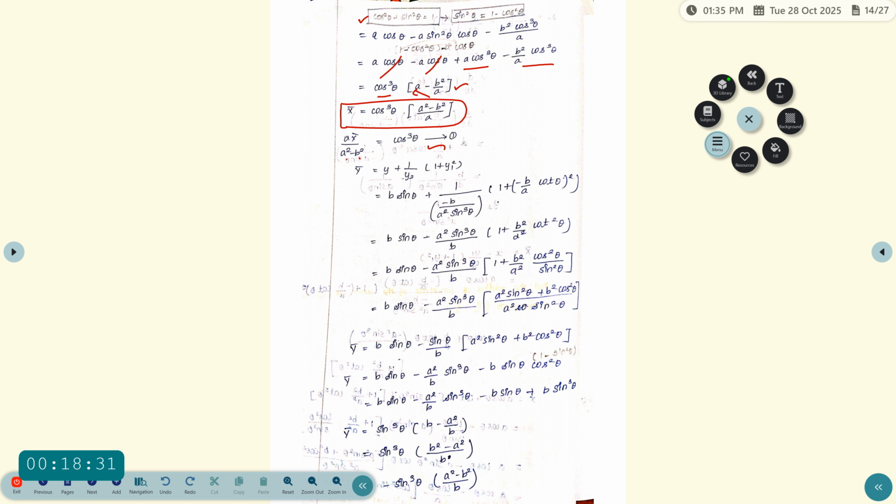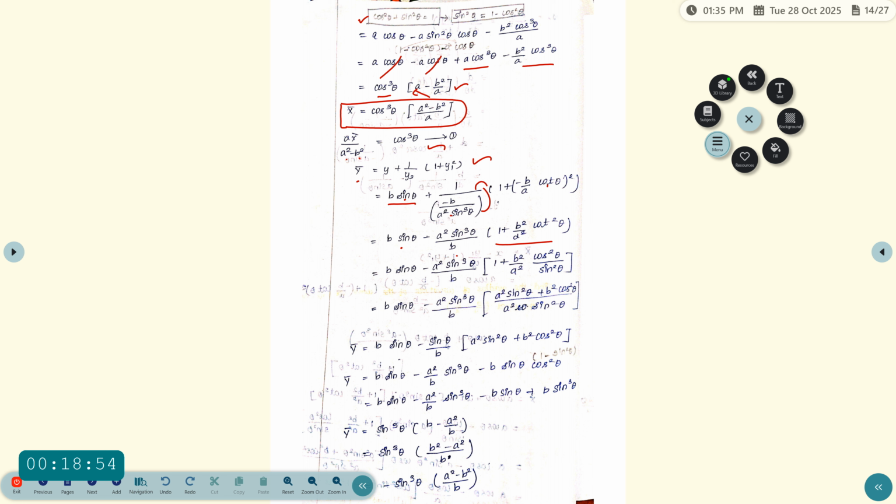Next we find the value of y bar by using the formula y bar equal to y plus 1 plus y1 square by y2. Y value is b sin theta, 1 by minus b by a square sin cube theta. And then these are all already we found values. Y2 value, y1 value, this is y value. So b sin theta, we can bring this into numerator, minus a square sin cube theta by b into this one.